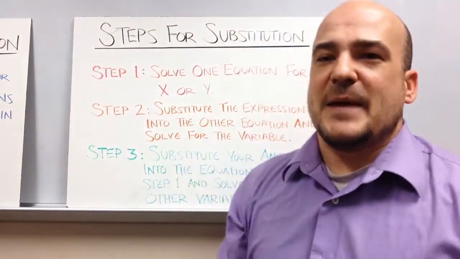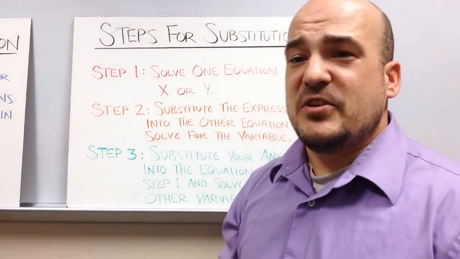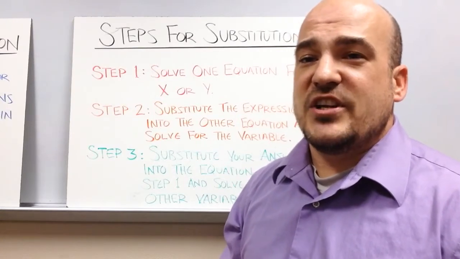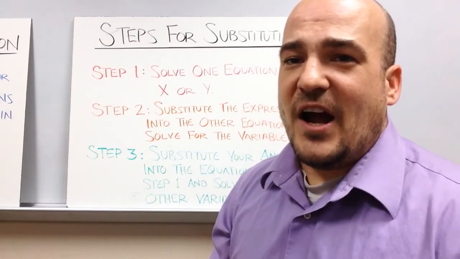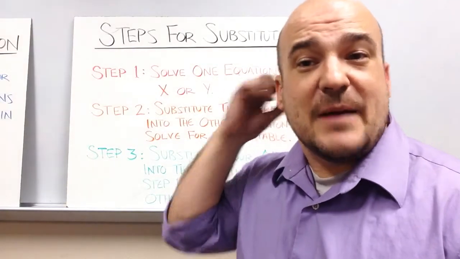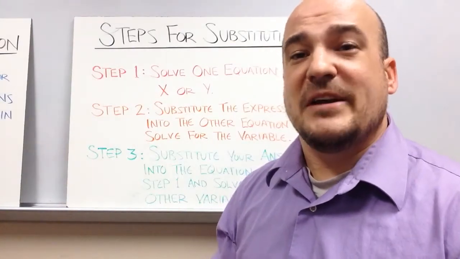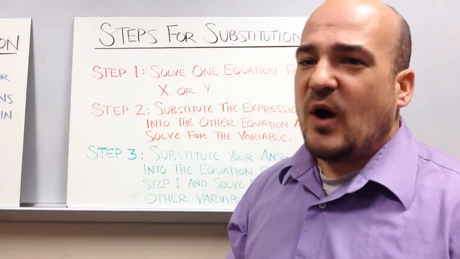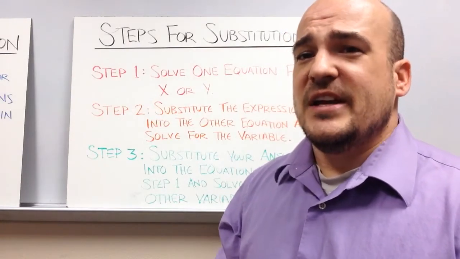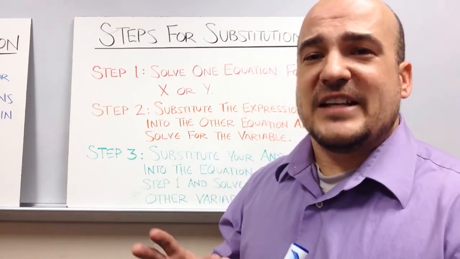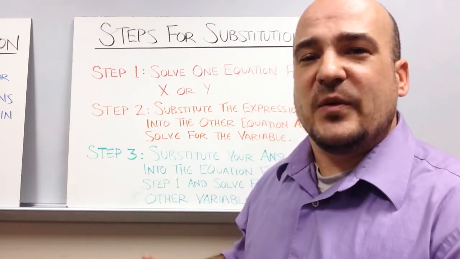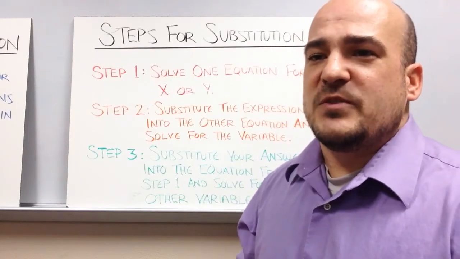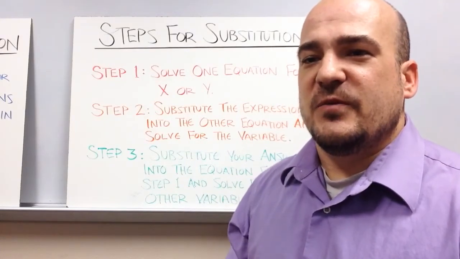There are 3 steps for solving a system using substitution, and step number 1 is to solve one equation for x or y. It doesn't matter which one you choose. Most of the time they're going to be set up already solved for y because they're in slope-intercept form. But solve one of the equations for x or y. Step number 2 is to substitute that expression into the other equation and solve for the variable. And I'll show you what that means. We'll do a couple examples here and I'll show you what to do for that.